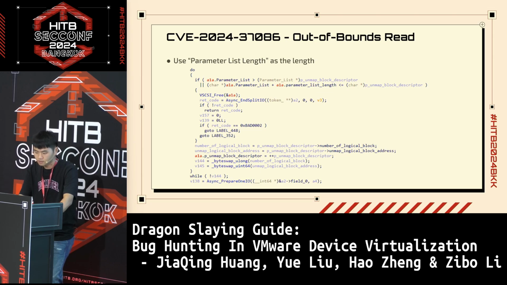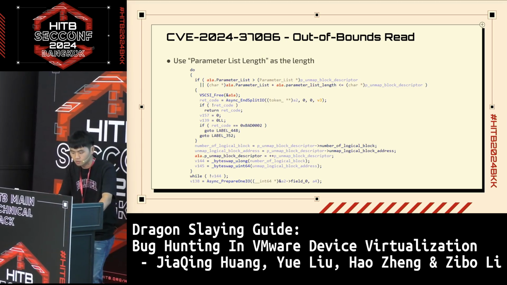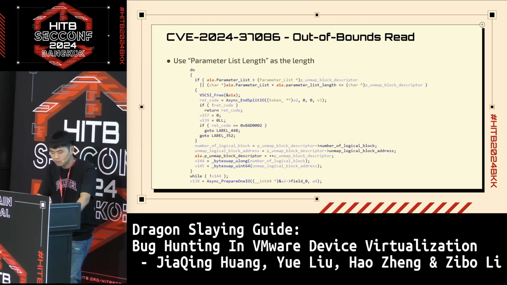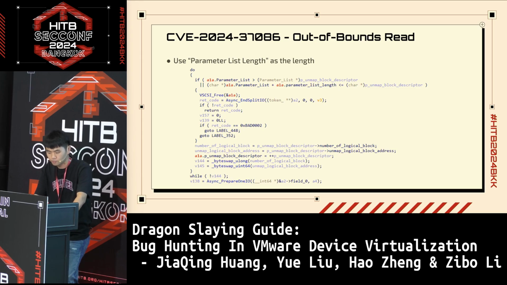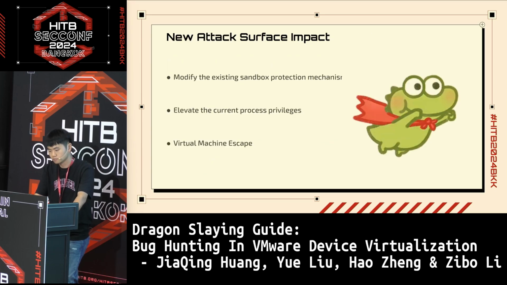After completing the check, it enters the actual use stage. According to the code in the figure, parameter list length is used as the boundary length, which allows the previously unchecked unmap block descriptor to be put into use. The unchecked logical block size is used as the size variable in the code shown in the figure, and obviously this is an out-of-bound write. In fact, it is the out-of-bound write that actually caused the crash, not the so-called out-of-bound read.